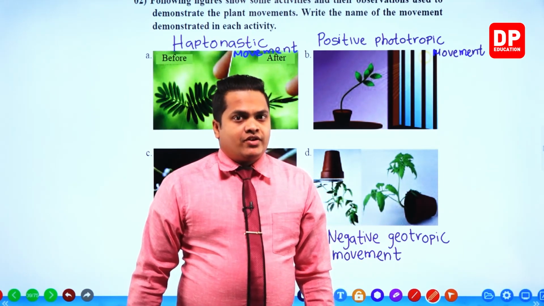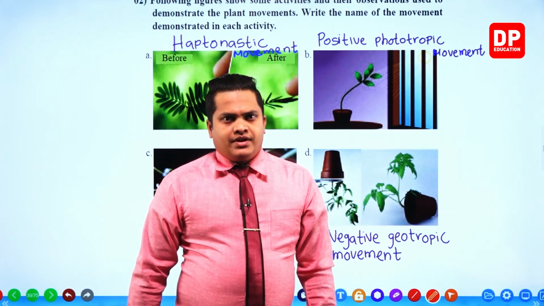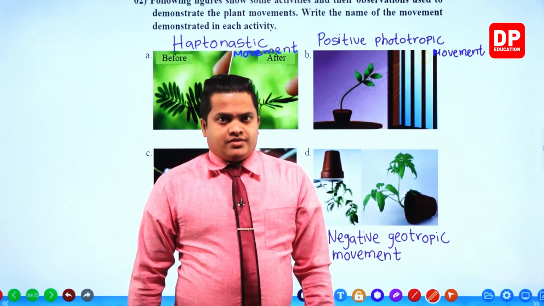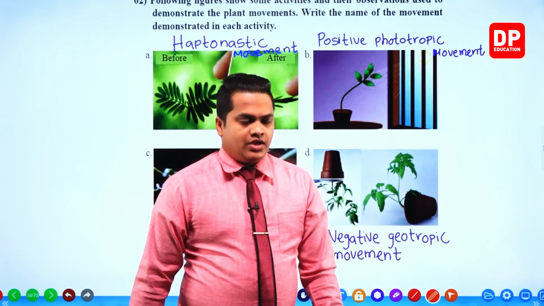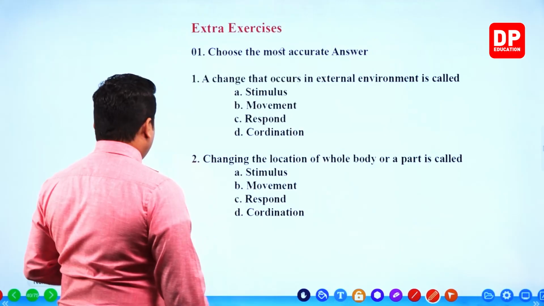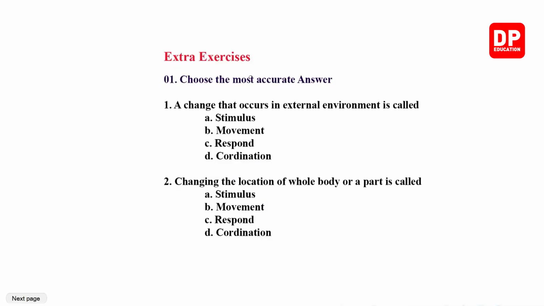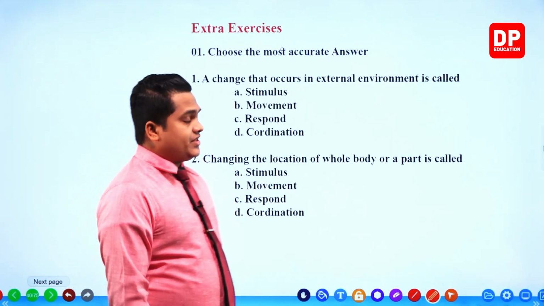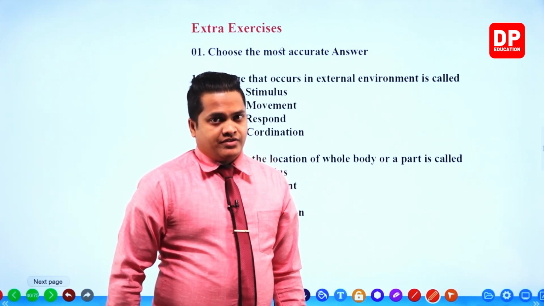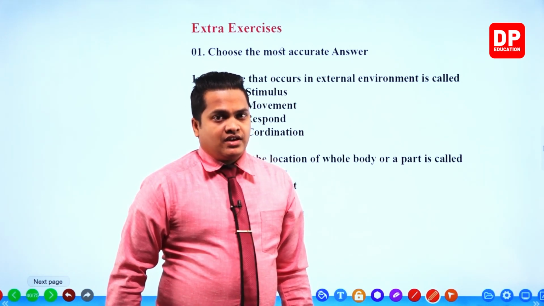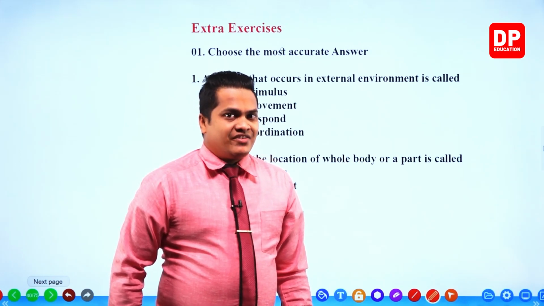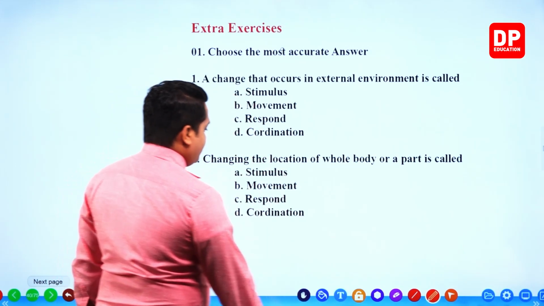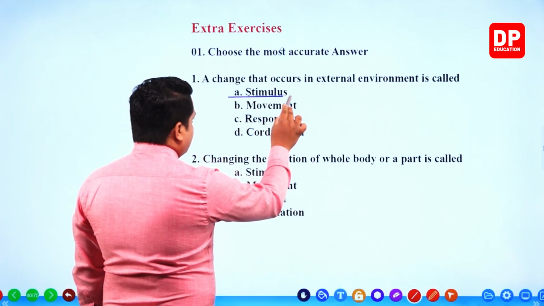Right. So now let's observe several other types of questions, extra questions related to the lesson. Here you are given the first type of question. You have to choose the most accurate answer. A change that occurs in the external environment is called. This particular change is referred to as a stimulus. Very simple, it is called a stimulus.